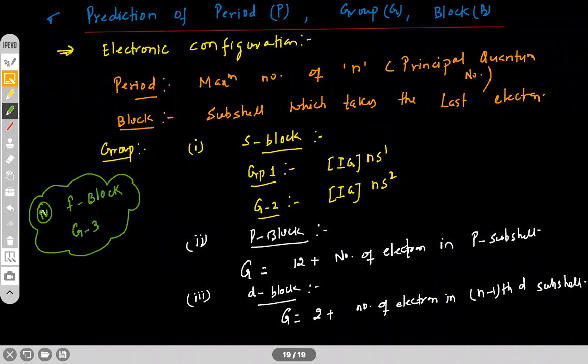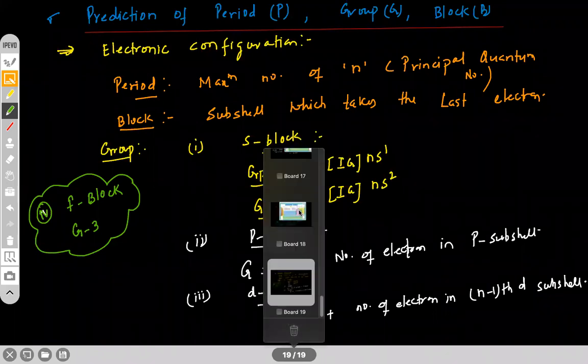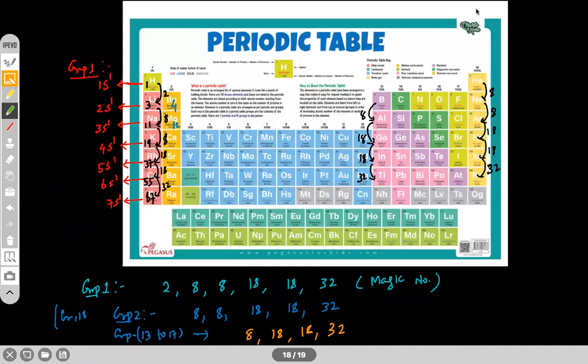That's the question, right? So you see this periodic table. This is the p block, and the p block starts with group 13, then 14, 15, 16, correct? Why group 13? Because 12 groups are already present here, 2 s block and 10 d block. That's why the number of electrons in the p subshell plus this number, 12, gives you the group.